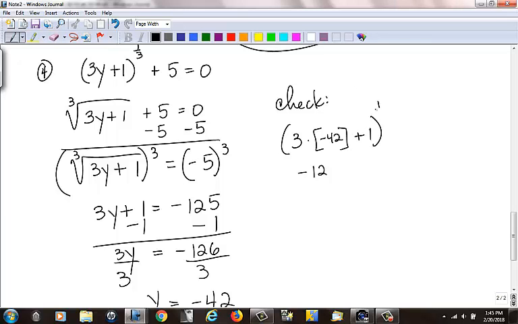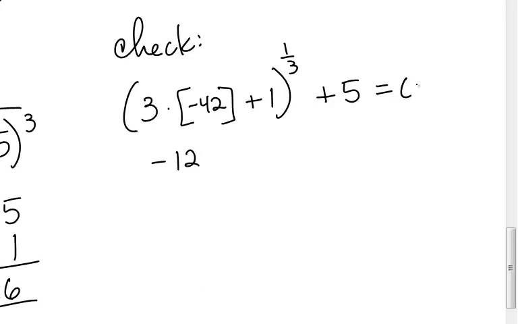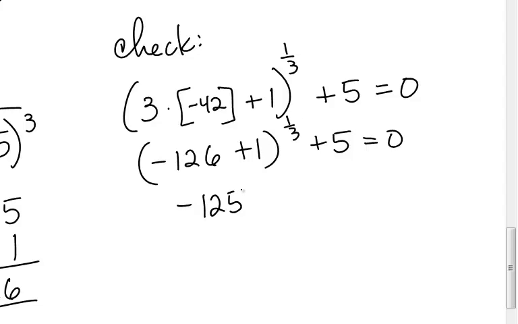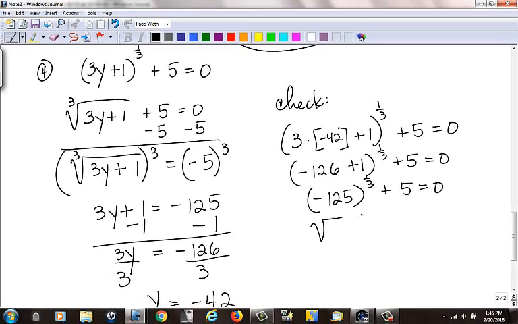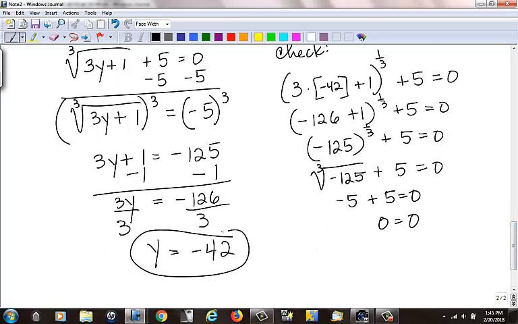3y plus 1 to the 1/3 plus 5 equals 0. That's my fault. So that'd be negative 126 plus 1. So that'd be negative 125 to the 1/3. So that's like the cube root of negative 125. So that'd be negative 5 plus 5. So it checks. So final answer is negative 42. Okay? So you have to check your answers. Okay? That should get you started.